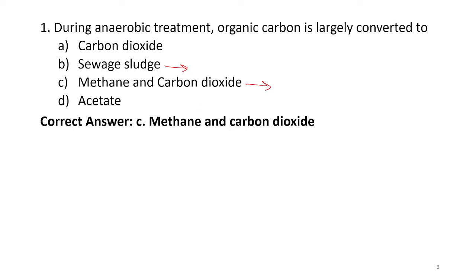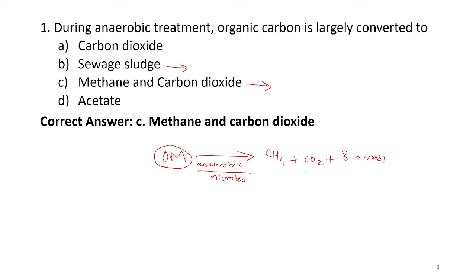So as you have learned, anaerobic treatment means the organic matter is converted by anaerobic microbes in the absence of oxygen. So in the absence of oxygen, this organic matter is largely converted mainly to methane plus CO2 plus biomass. But as you would have learned about the difference between aerobic and anaerobic treatment, in the aerobic treatment, the sewage sludge production is more compared to anaerobic treatment. Some of you have said sewage sludge.